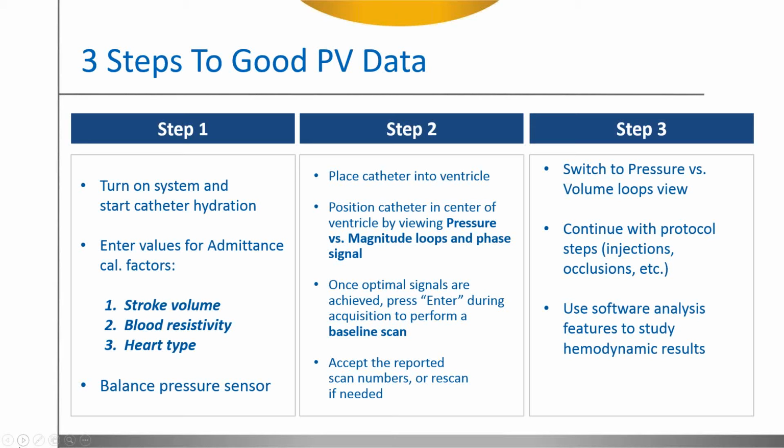Also look at the phase signals while you're doing this. Once the optimal signals are achieved, press enter and acquire what we call a baseline scan. Accept and report scan numbers or rescan if needed. We will also talk about switching to the pressure versus volume loop after you obtain positioning and the pressure versus magnitude loop. And then continue with the protocol while you're injecting, for example, drug candidates, or you're occluding, doing IVC occlusions or other occlusions, IVC with SVC, and later on use the software analysis features to study hemodynamic results.